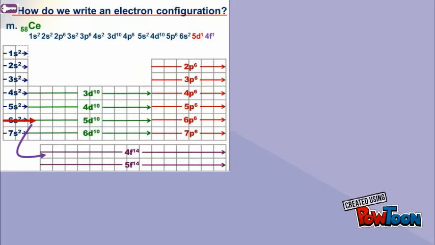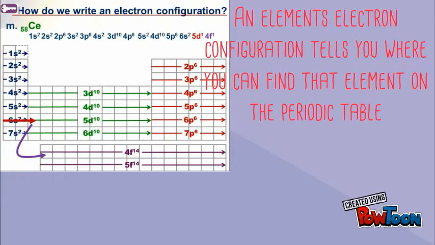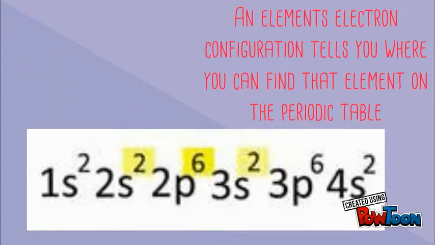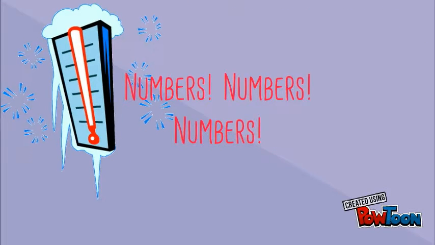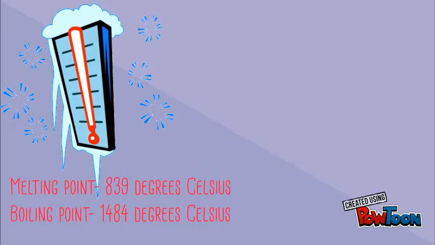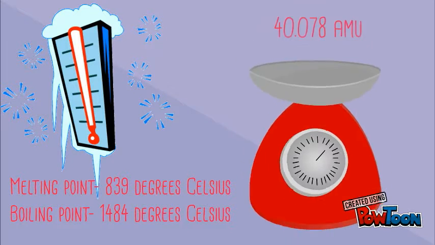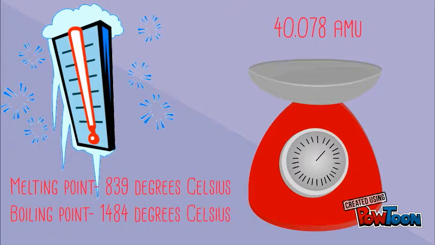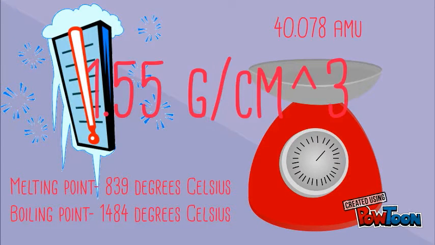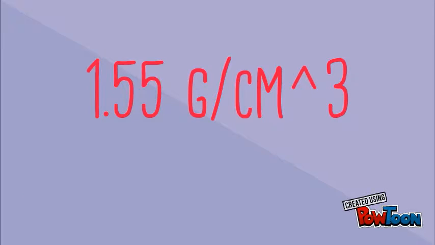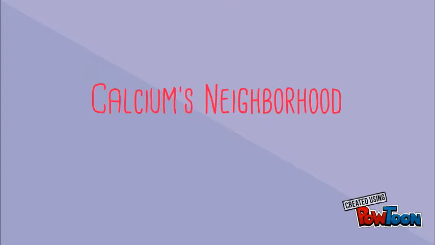Each element has a specific electron configuration. Pictured is calcium's. The melting point of calcium is 839 degrees Celsius. The boiling point is 1,484 degrees Celsius. Calcium has an atomic mass of 40.078 AMU and a density of 1.55 grams per cubic centimeter.